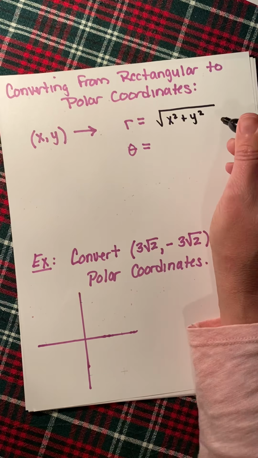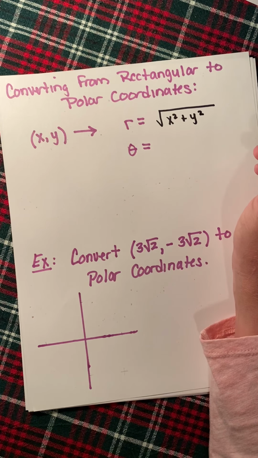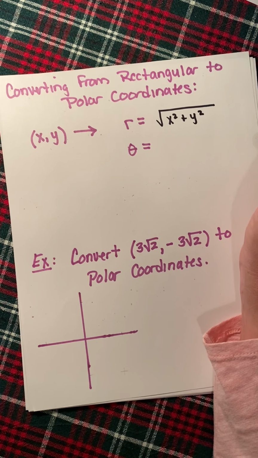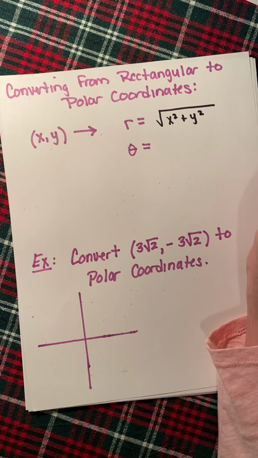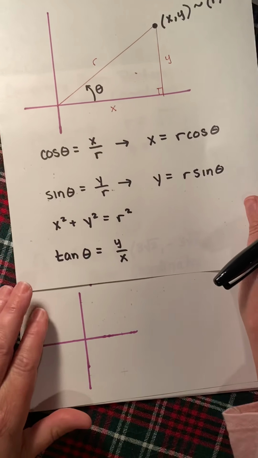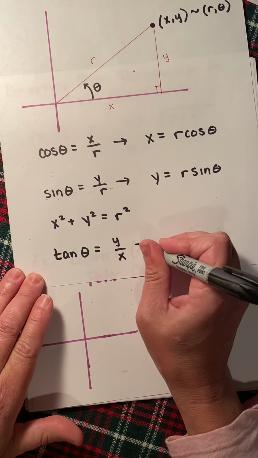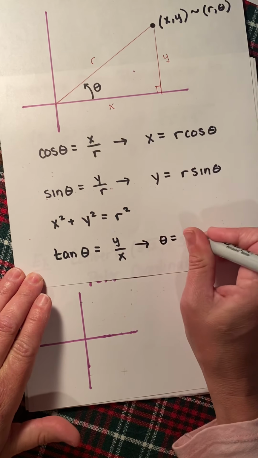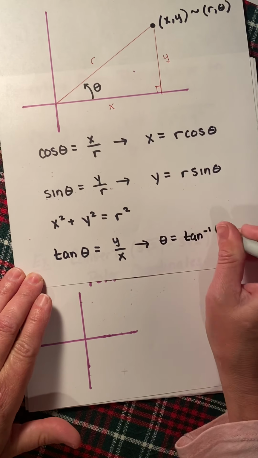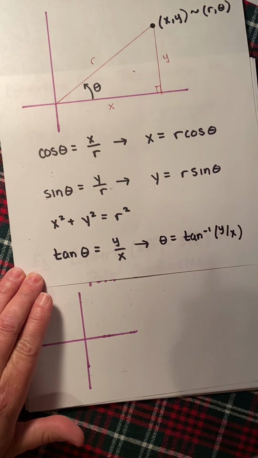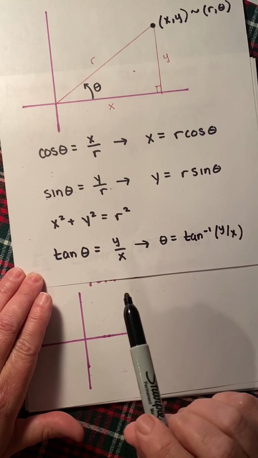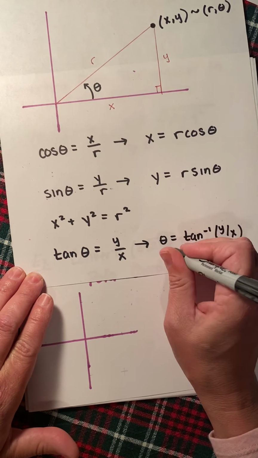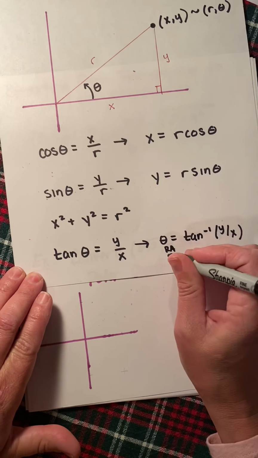And theta, well, we weren't given anything for theta, but let's go back for a second and look at the relationship between them. If the tangent of theta equals y over x, then theta is equal to the inverse tangent of y over x. Now we have to be really careful, because this only works if theta is in the 1st or 4th quadrant. So really, I'm going to put RA, which is going to be the reference angle.